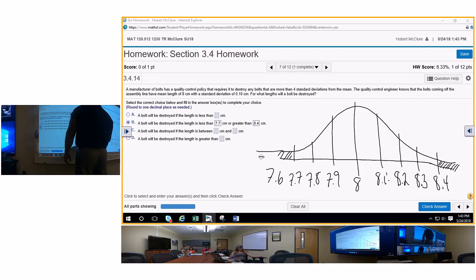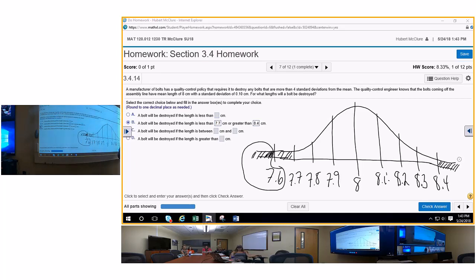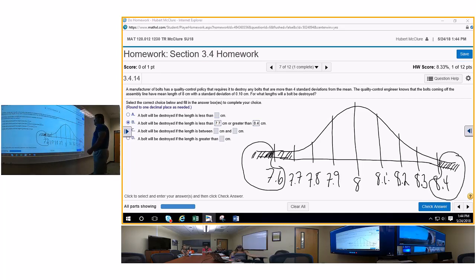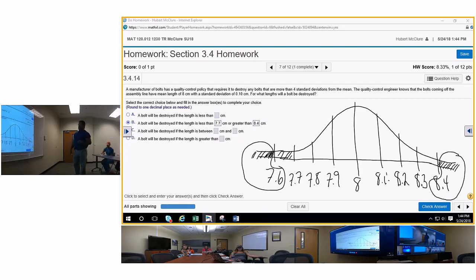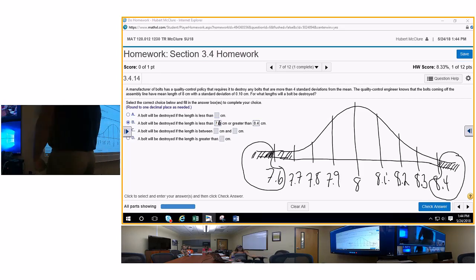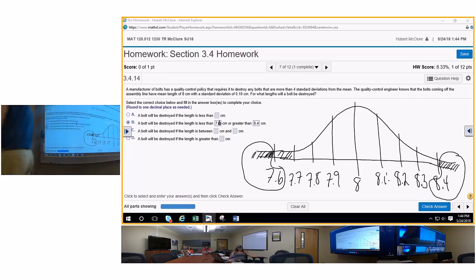So, this question is not an empirical rule question. This is a Z-score question, but we're going to treat it as an empirical rule question because I'm not getting into Z-scores yet. So the answer is 7.6 and 8.4. Okay? I don't want to get into Z-scores yet.